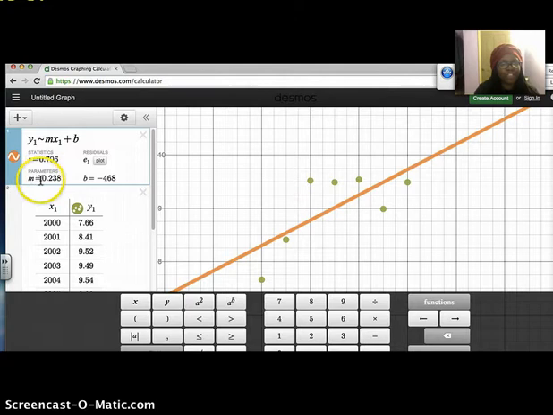That's the correlation coefficient. I'm not sure what the parameters refer to. Oh, no, I do know what the parameters refer to. I'm sorry. M is the slope.